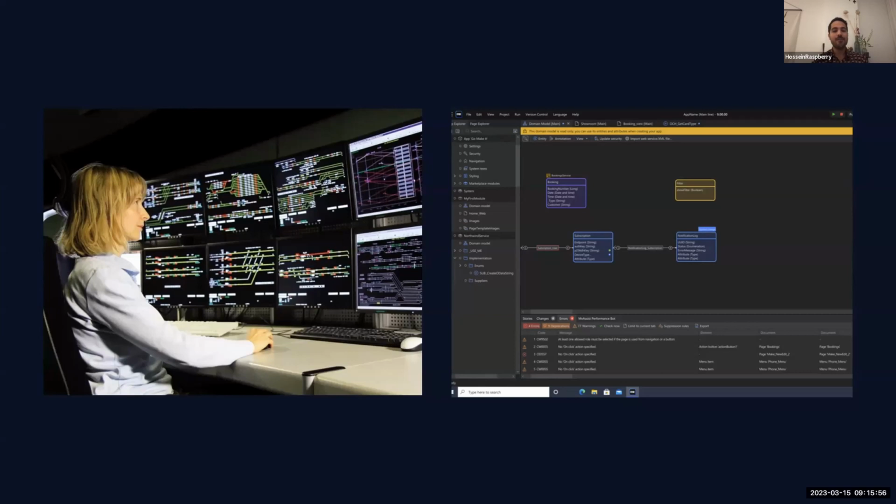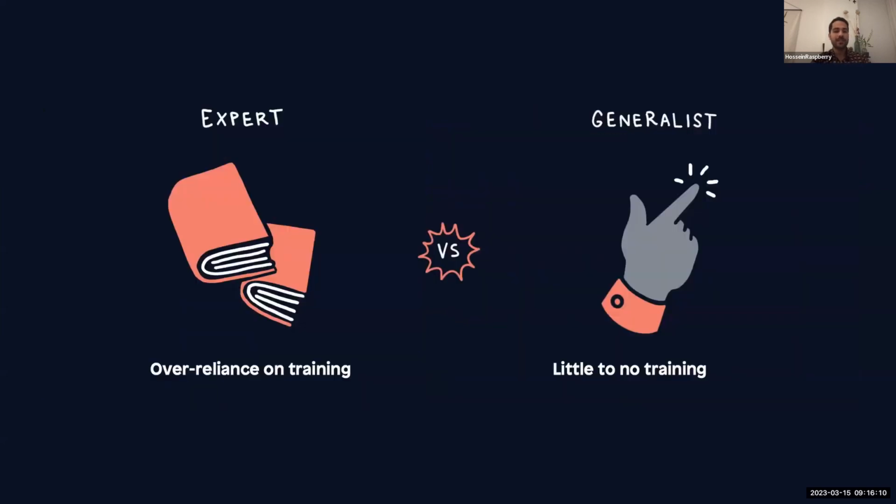But regardless of the end users, these apps share similar qualities that differentiate their users from generalist apps. For instance, there is an over-reliance on training. These apps develop a rigorous focus on pre-qualified users and extensive training, and that's why they also require hefty onboarding.